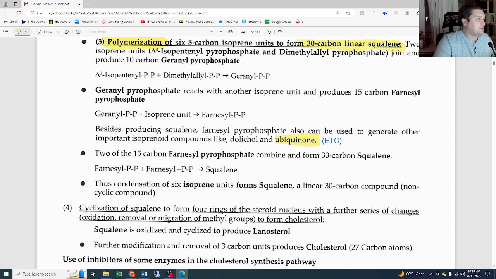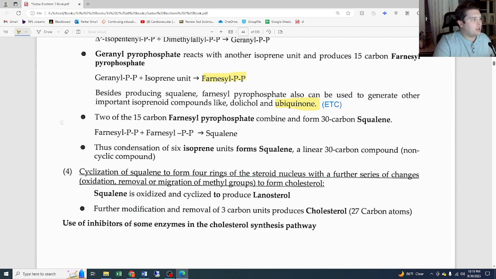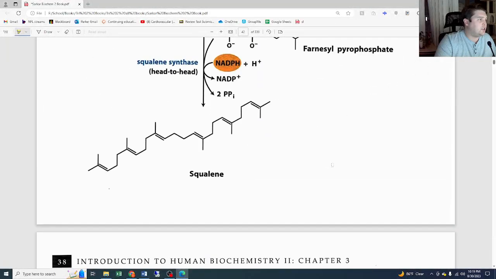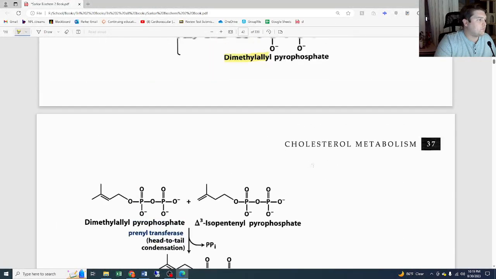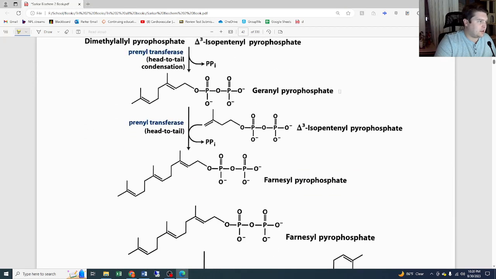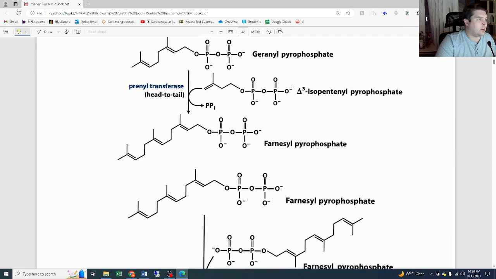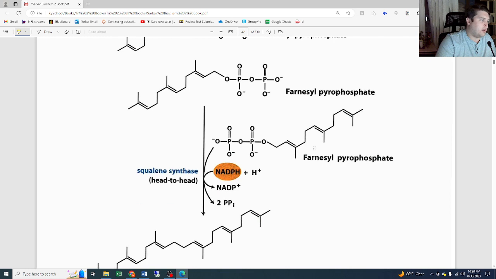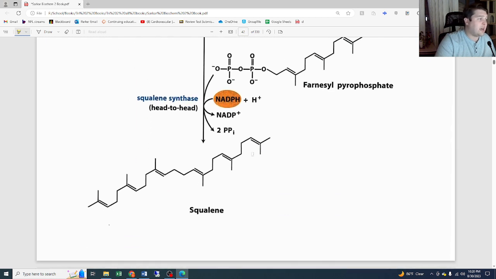That helps with the electron transport chain. Farnesyl pyrophosphate. So we're essentially building two of those. Here we put two of them together to get geranyl pyrophosphate, and then we add in another one to get our farnesyl pyrophosphate. Then we have a second farnesyl pyrophosphate, and we add those together, so 15 times 15, to form squalene.